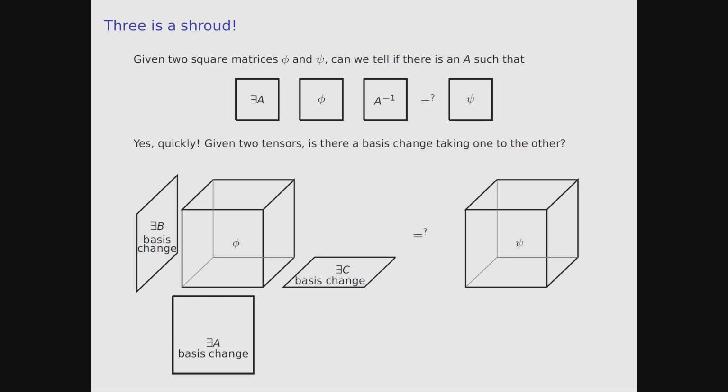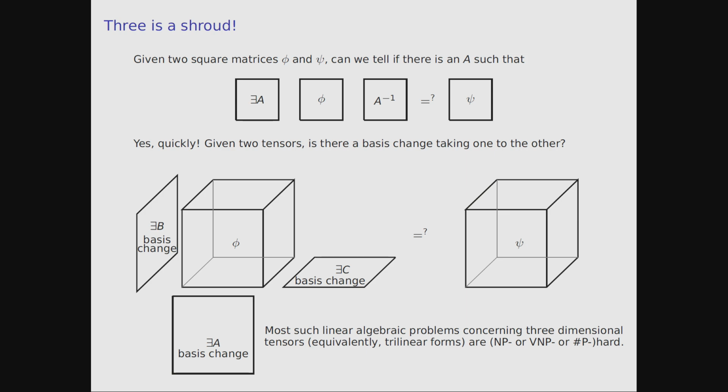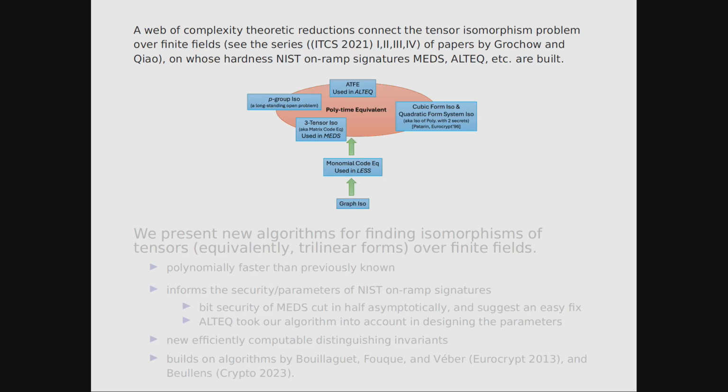But what if I gave you two tensors and asked you if there is some kind of basis change on each of the dimensions that takes one to the other? This small step in dimension, going from 2 dimensions of square matrices to tensors, which to us is essentially just a cube of numbers, is a huge leap in computational complexity. Most of the linear algebraic problems that we take for granted as easy in 2 dimensions turn out to be hard in 3 or higher dimensions. It's curious because it's sort of like going from 2-SAT to 3-SAT, but a lot of these problems also have an average case complexity which is amenable to cryptography.